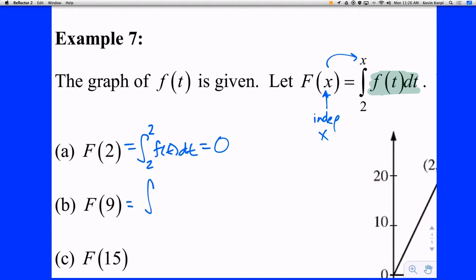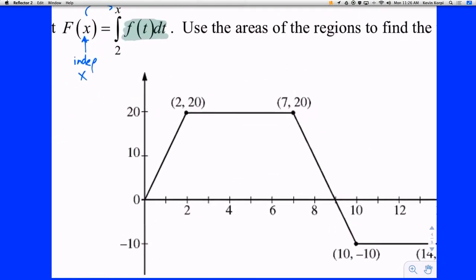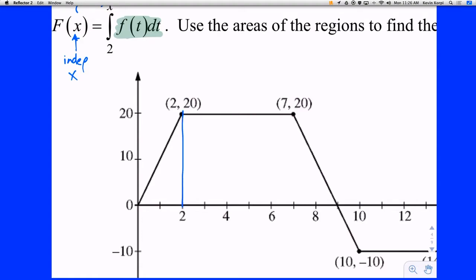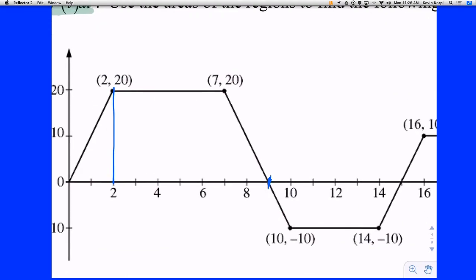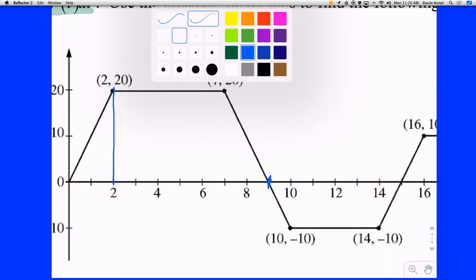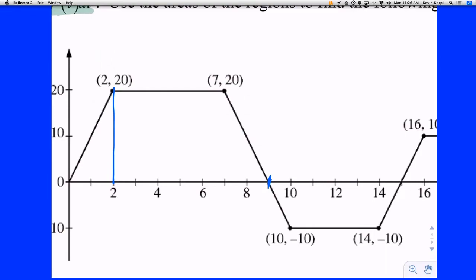Big F of 9 is the integral from 2 to 9 of f of t dt. So now we come over here and interpret that. Notice we're starting at 2, so I'm going to draw a vertical line here at 2, and we want to go all the way to 9. Here's where on a free response you're going to want to indicate your method. Notice that from 2 to 9, I have a trapezoid laying down, or you can think of it as a rectangle with a triangle. I'm just going to look at it as a trapezoid. If you find the area of that trapezoid and write it real big in the region, you can start using that number in your calculations.